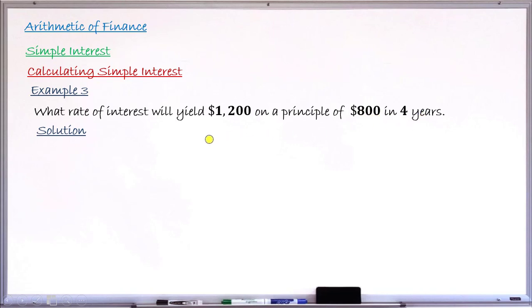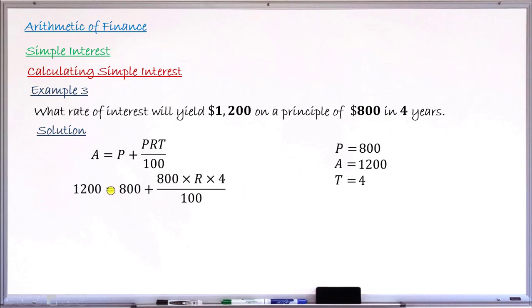So what we now do is to write the formula for finding the amount. Of course, we have the amount, that is the value of the investment, 1,200, but the P is 800. The amount is now 1,200. The time is 4 years, and R is the only thing we were looking for. So substituted in this formula, we now have A, 1,200, equals P, 800, plus PRT over 100. I now have 800 times R times 4 all over 100.